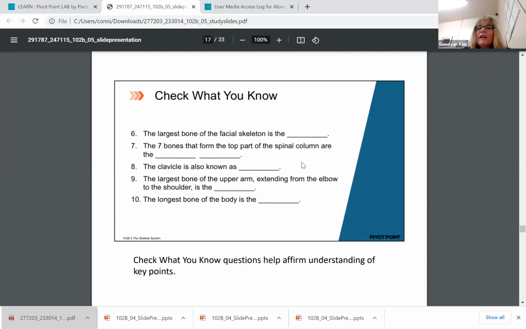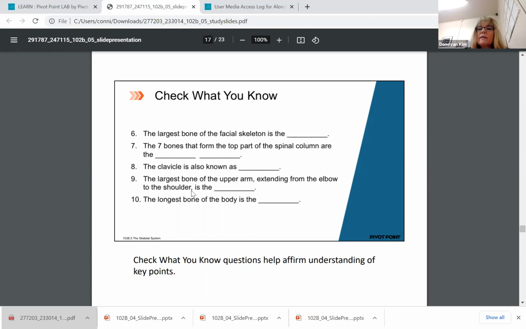Okay, Ruben. The clavicle is known as what? Collarbone. Okay. Alejandro, the largest bone of the upper arm extending from the elbow to the shoulder. Ain't that the humerus? Yes, it is the humerus.